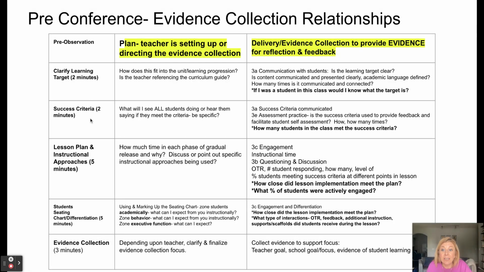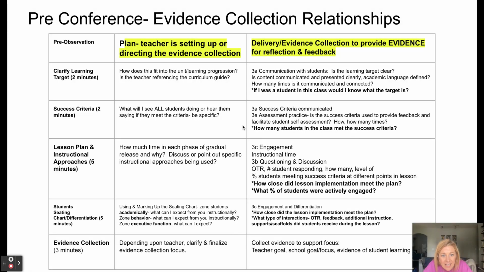We'll take the learning target and success criteria. The teacher is going to tell me ahead of time what the target is, how it fits into the unit, and what the success criteria is. So then when I'm in the lesson, I'm going to be listening as if I was a student. And I'm going to be taking down evidence, verbatim quoting what the teacher said, what vocabulary they used, how they explained the vocabulary, so I can provide evidence to the teacher. If I were a student in this class, would I know what the target is?